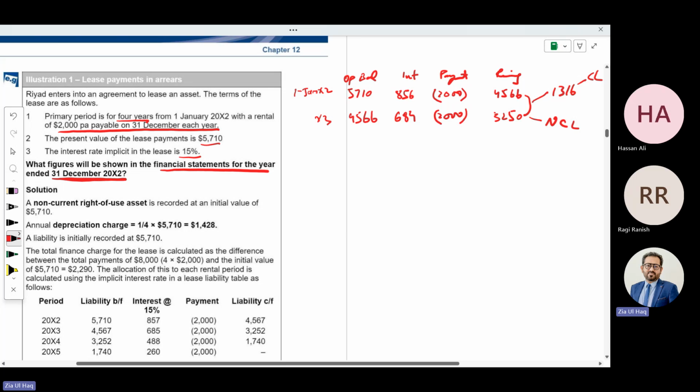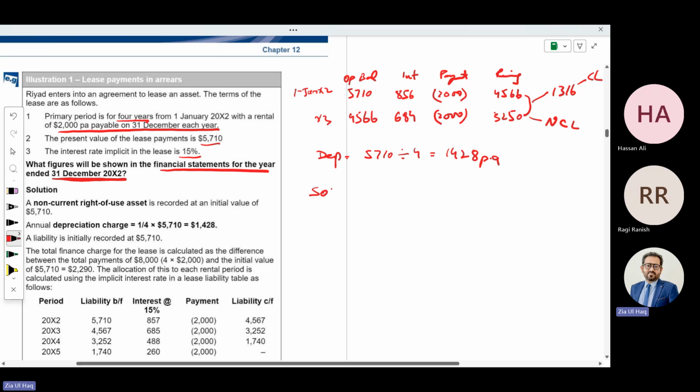Now we need to calculate depreciation. So the depreciation amount will be the asset value, that is 5710, divided by how many years? 4 years. So that is 1428 per annum. Is that clear?